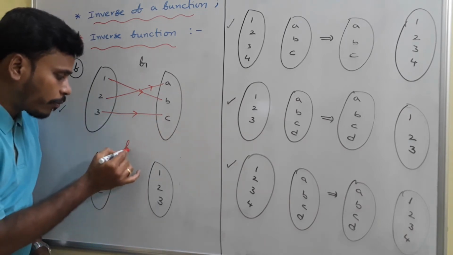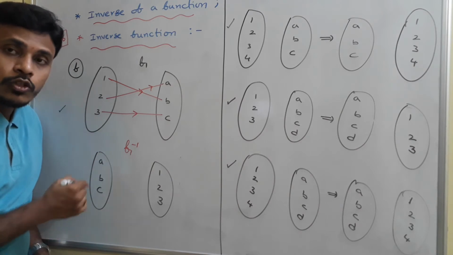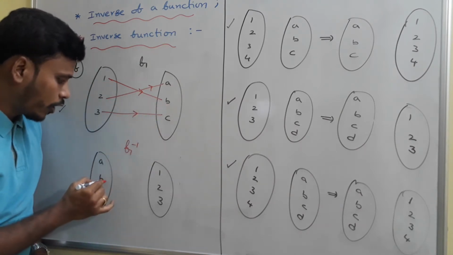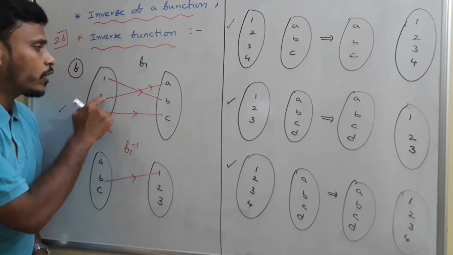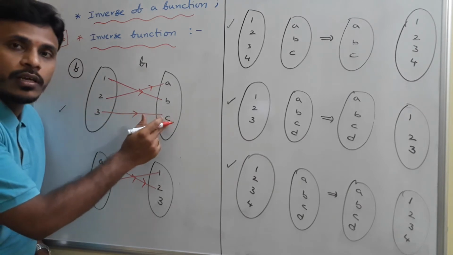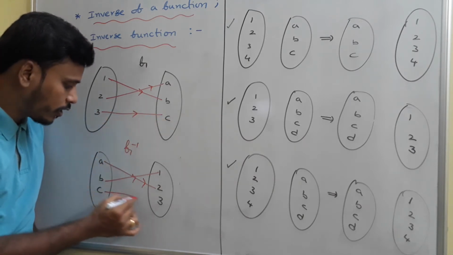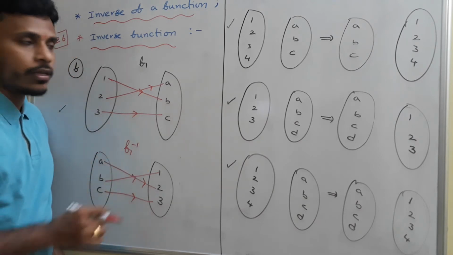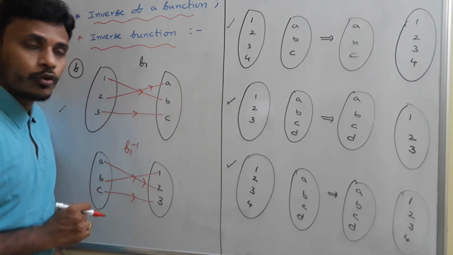Then what to say about the inverse of f1? The inverse of f1 just connects in reverse. Here we connected 1 to b, so we need to connect b to 1. And here 2 to a, so we need to connect a to 2. And since 3 to c, f1 inverse connects c to 3. So this is f1 and this is f1 inverse.